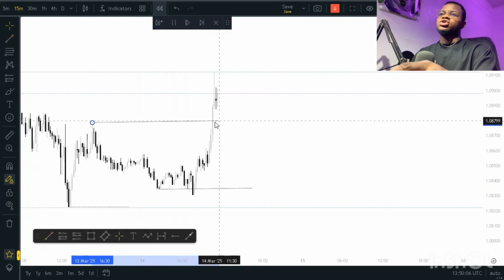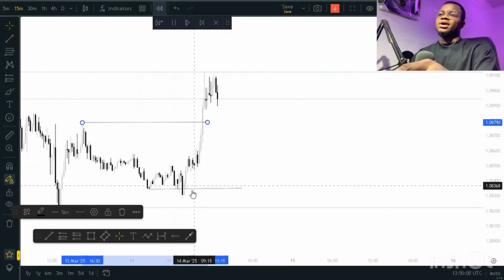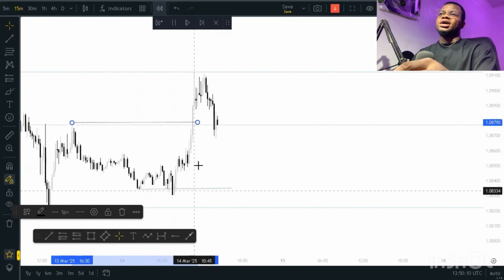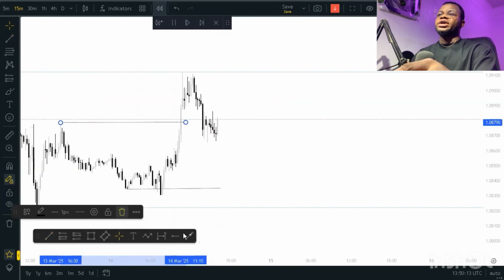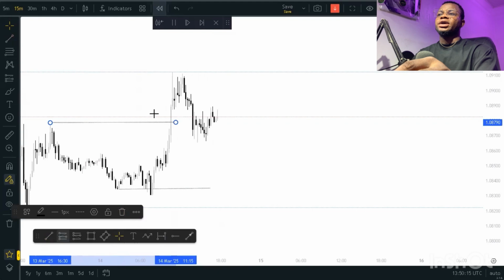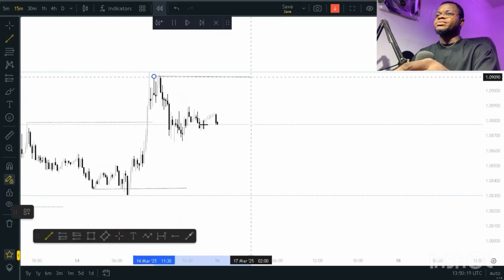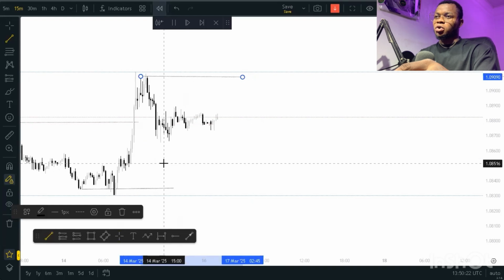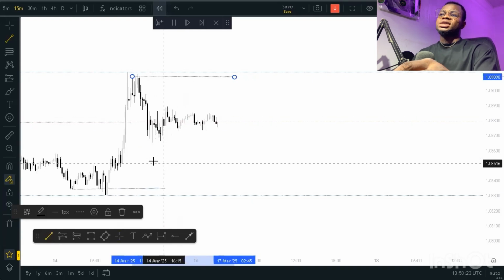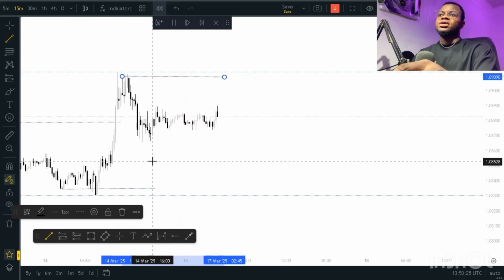So here's our break of structure to the upside. This is our most recent low at this moment. Price created a new high now here. Okay. And price is back into the demand zone. So as it stands, we are currently in an uptrend structure.